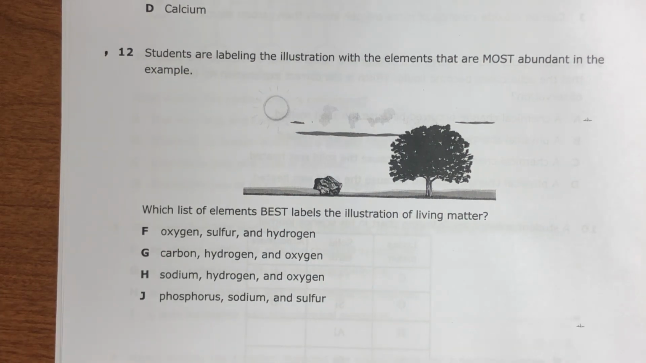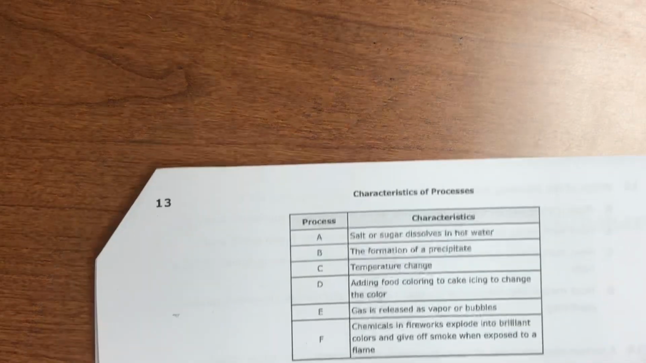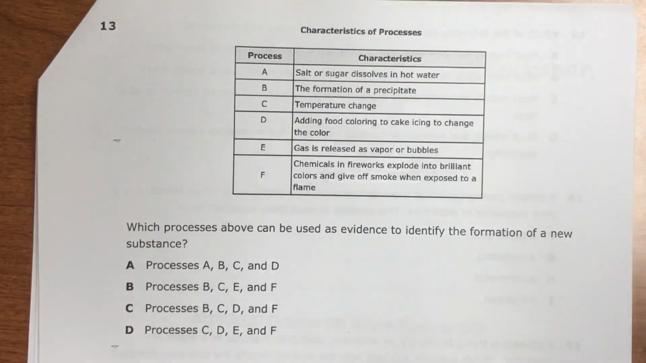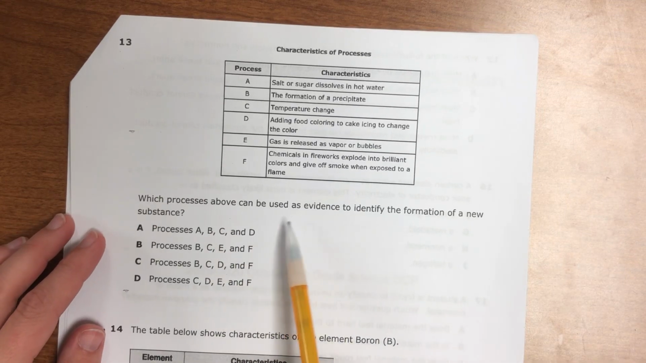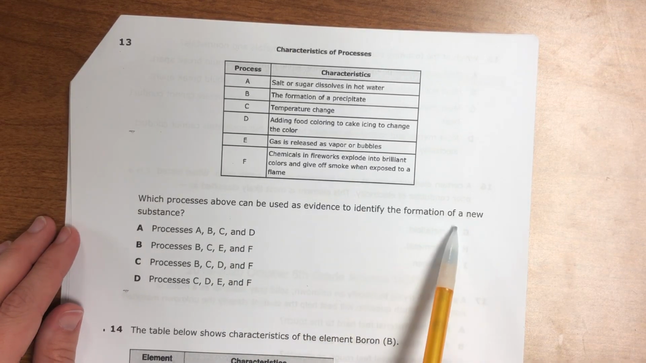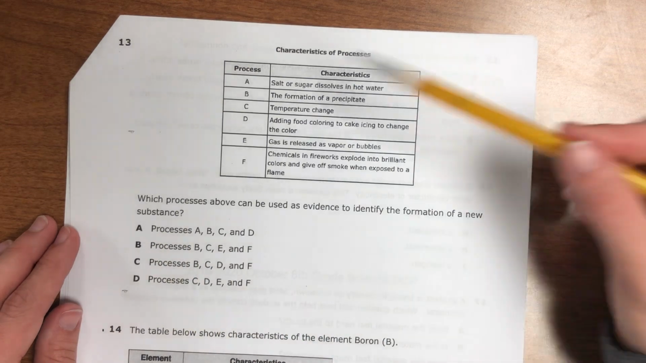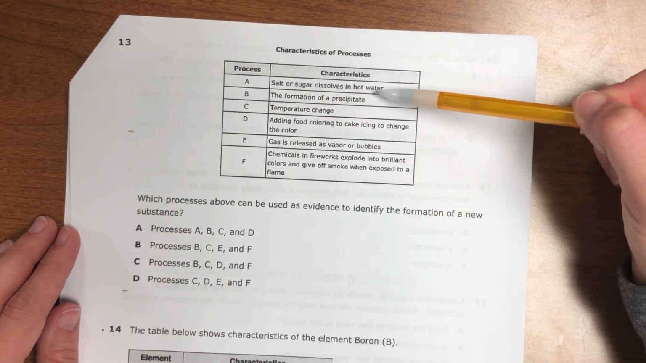All right, I'm going to go ahead and flip to the next page. Number 13. Which processes above can be used as evidence to identify the formation of a new substance? So this gives us the process and the characteristic.